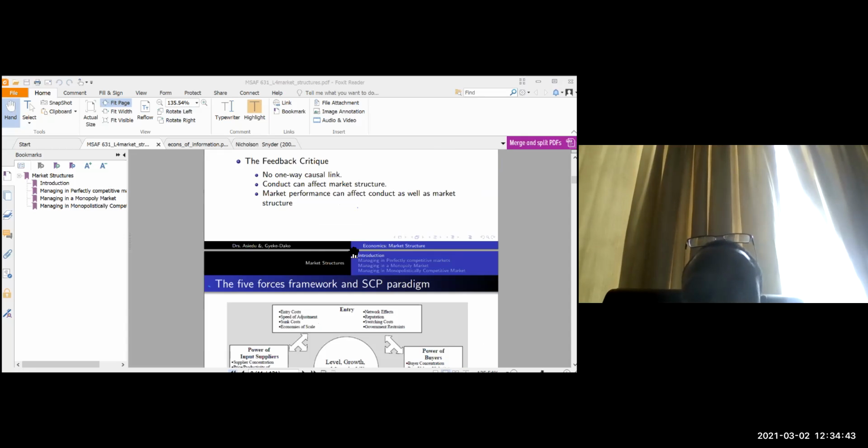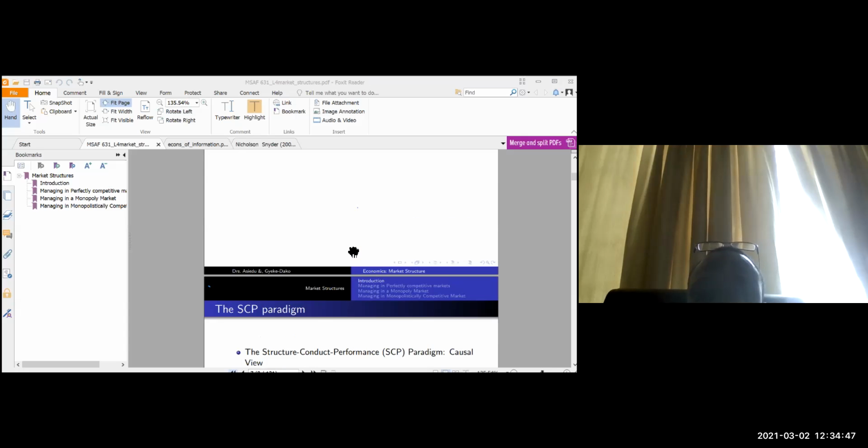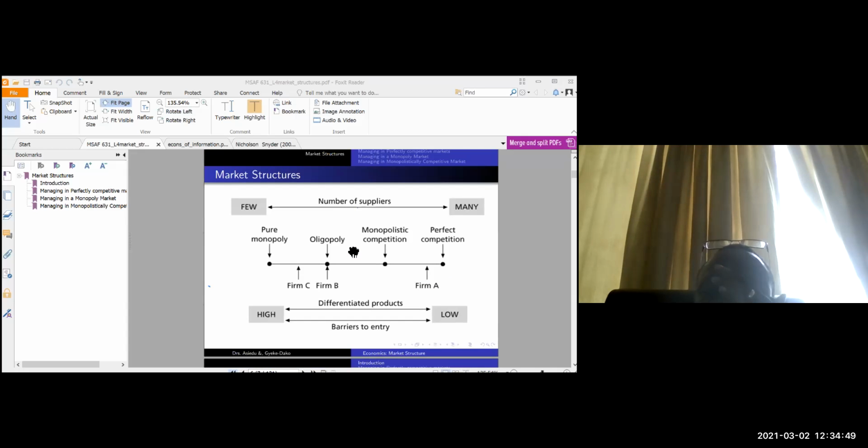Okay, now let me go into the structure of the market. I'll introduce some of the characteristics. The number of firms. So, of the four markets that we have, the extremes are pure monopoly and perfect competition. In between, you have some form of imperfect markets. Okay, we'll go into the details in a jiffy.